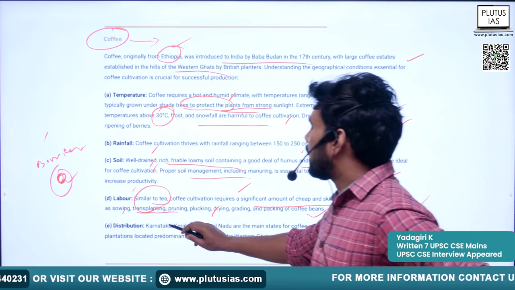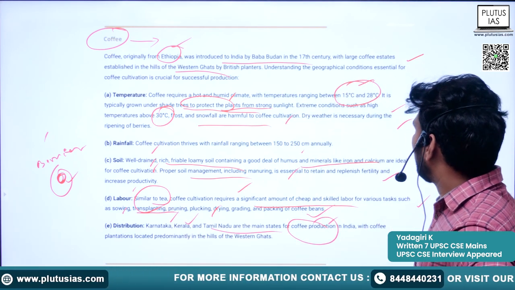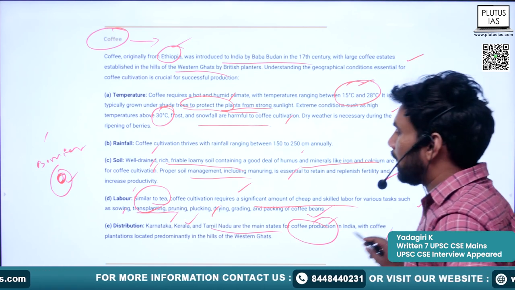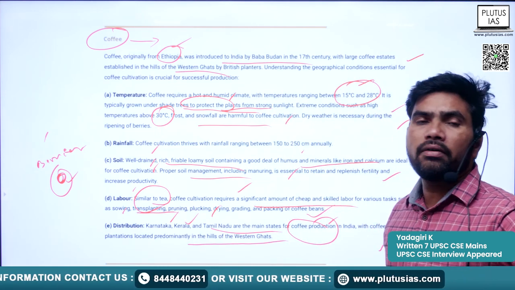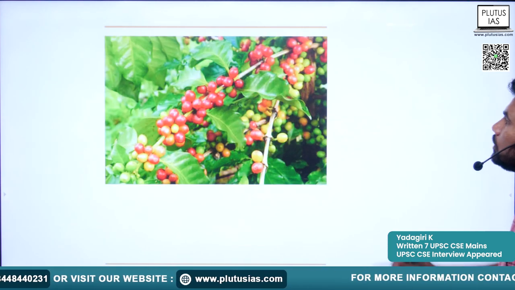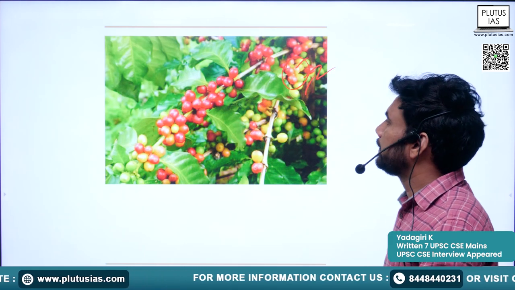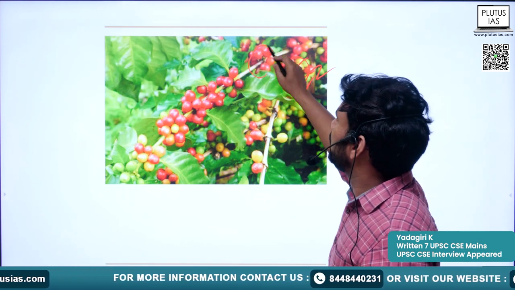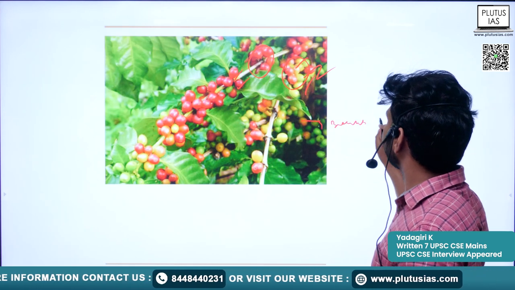Distribution: Karnataka, Kerala, and Tamil Nadu are the main states for coffee production in India, with the coffee plantations located predominantly in the hills of the Western Ghats. Right. So here in the image, you can see the coffee berries. When they are harvested and processed, the coffee beans will come out. Alright.